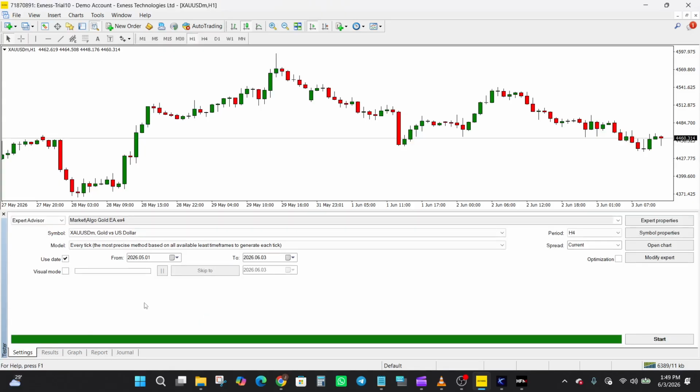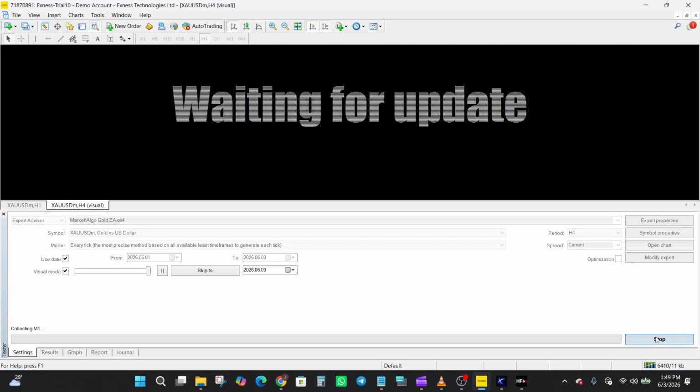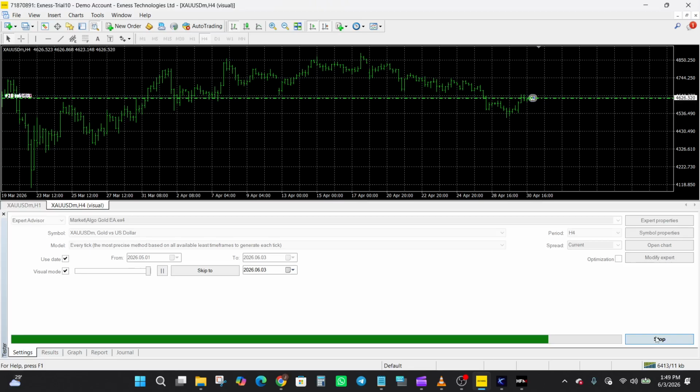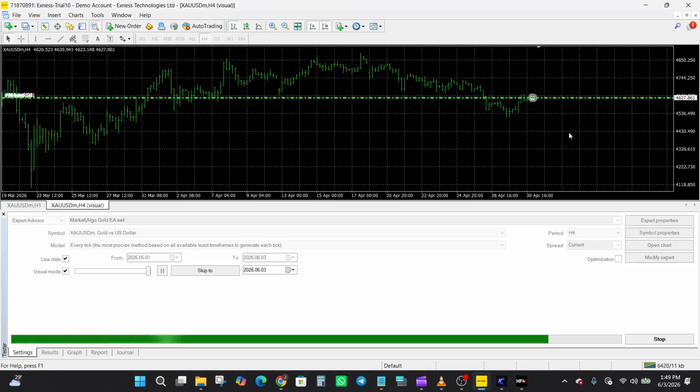Meanwhile, let us just briefly see the EA in action. So I'm going to turn on the visual mode, and settings remain the same. Just click on start. I want us to see the EA in action, just for a moment. All right, so we can see how the EA is stacking trades. So we can see that this is the type of EA to stack trades.